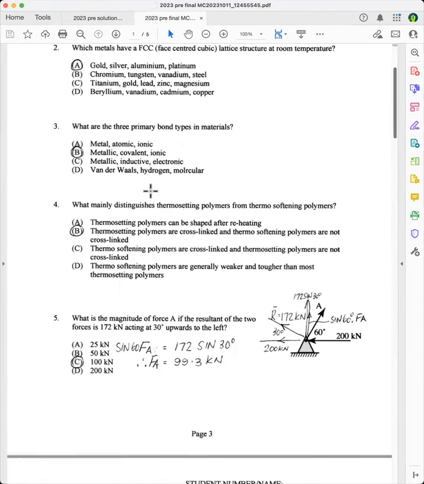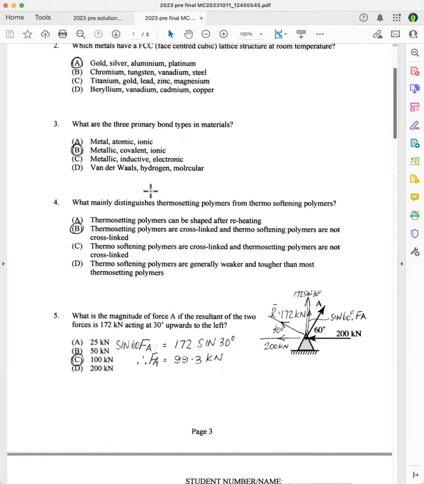Question 4, what mainly distinguishes thermosetting polymers from thermosoftening polymers? Thermosetting polymers are always cross-linked. They have a 3D structure, and thermosoftening polymers are not cross-linked. They don't have any cross-linking at all. They're bound by secondary bonds across the chain. So B is the correct answer there.